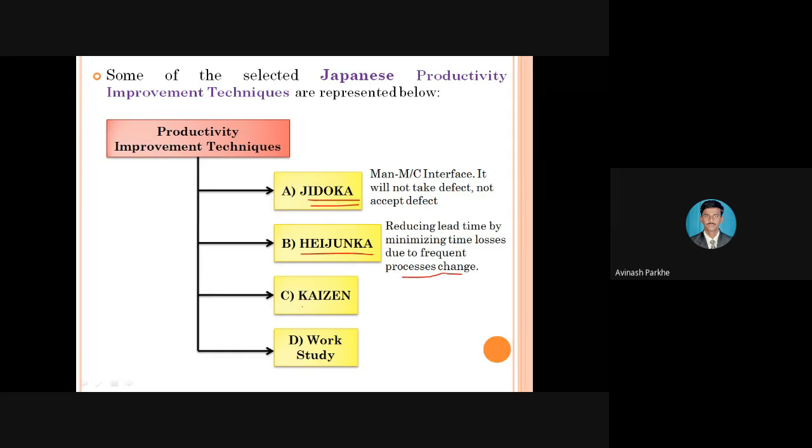Then the third one is Kaizen. In many Indian industries, this Kaizen technique is implemented.